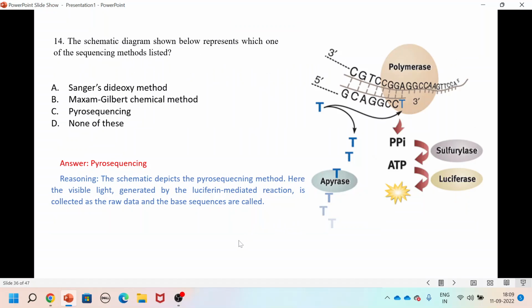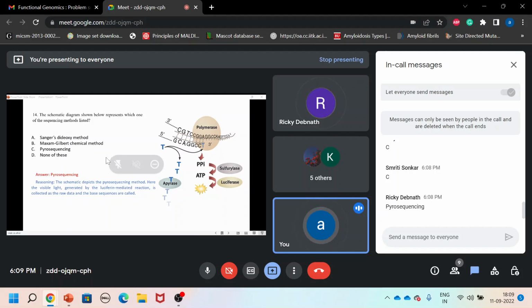So I'll end today's discussion here. If anyone has any doubt, they can ask regarding any of the sequencing techniques.